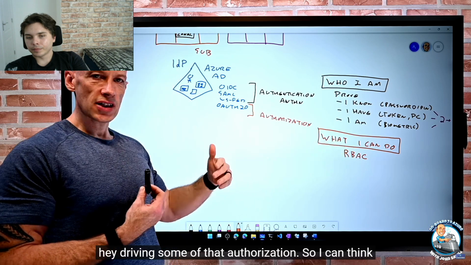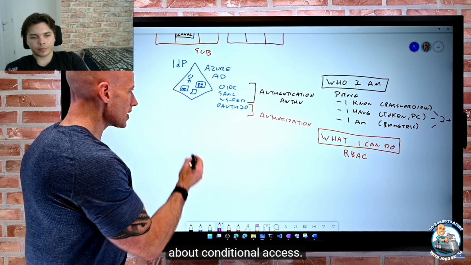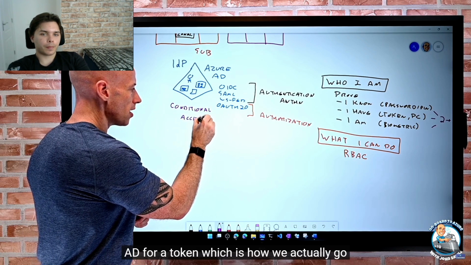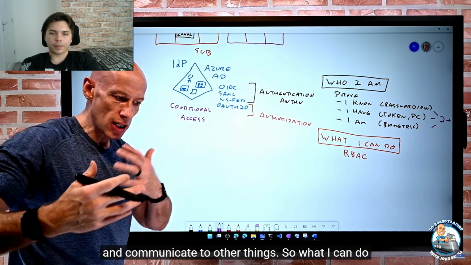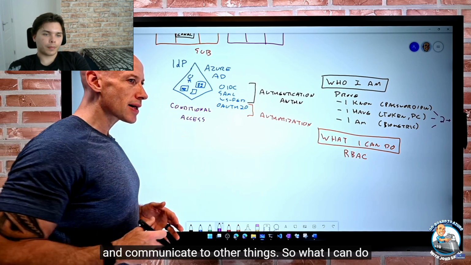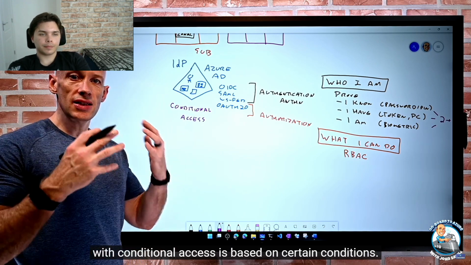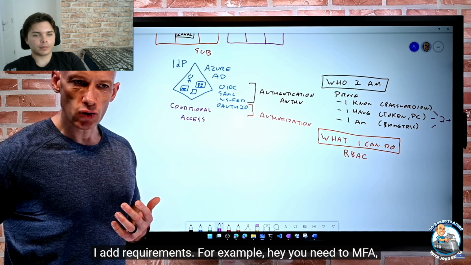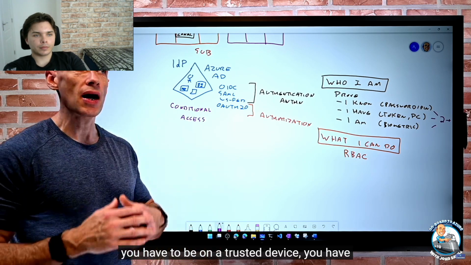And it's a big part of driving some of that authorization. So I can think about conditional access as sitting at the gateway anytime I ask Azure AD for a token, which is how we actually communicate with other things. With conditional access, based on certain conditions, I can have requirements. So I specify conditions, and I add requirements. For example, you need to MFA. You have to be on a trusted device. You have to be hybrid Azure AD joined.